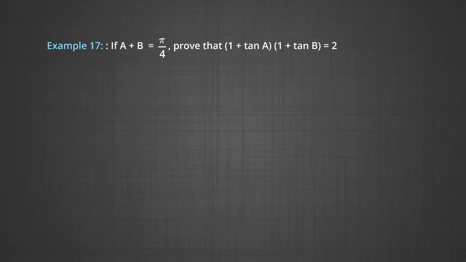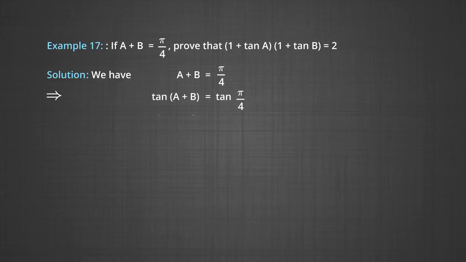Students, in example 7, if a plus b is pi by 4, we will prove that 1 plus tan a into 1 plus tan b is equal to 2. We have a plus b is equal to pi by 4. Taking tan of both the sides, tan of a plus b is equal to tan of pi by 4. Now, tan of a plus b can be expressed as tan a plus tan b upon 1 minus tan a into tan b, and our right hand side is tan of pi by 4, which is equal to 1.